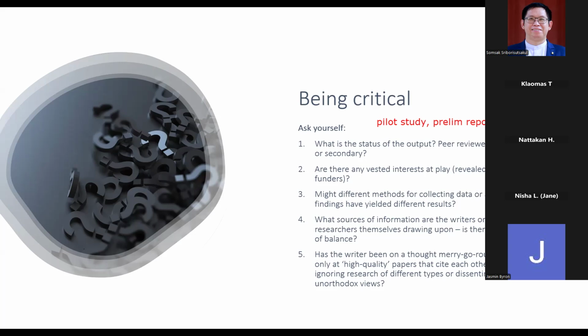Okay. Number 4, what sources of information do the writers or researchers themselves draw upon? Is there evidence of balance? Yes. Number 4 is very important as well in terms of how to be critical. For example, in your assignment or in your work, a small scale literature, you want to compare, number 4, right?